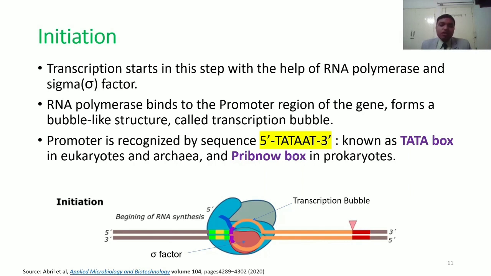And the promoter region has a particular conserved sequence called TATAAT, better known as the TATA box in eukaryotes and archaea, and the same sequence is called the Pribnow box in prokaryotic cells. So in initiation, what is going to happen? The transcription machinery, or the RNA polymerase enzymatic machinery, is going to bind with the DNA template, and it is going to start the process of transcription.